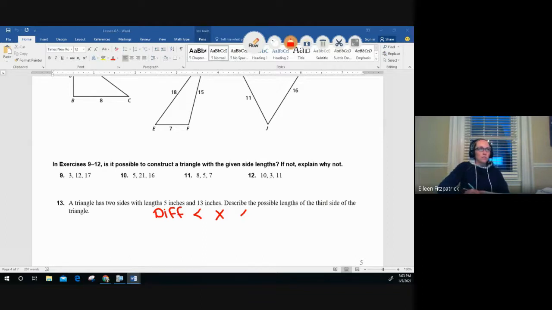Oops, sorry. I put the inequalities in the wrong direction. I don't remember what I just wrote. The third side is greater than the difference, but the third side is less than the sum. All right. So it's going to be 13 minus 5 for the difference, 13 plus 5 for the sum. And you're saying your third side has to be a number in between those two. So you get 8 is less than x, which is less than 18.